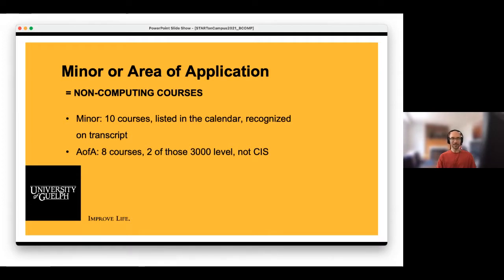You need at least 8 courses by the time you graduate. Two of those have to be 3rd year level. So you do have to stick with a subject long enough to get into 3rd year courses. And none of those can be in CIS. So that's what you're thinking about when you're doing the course selection.